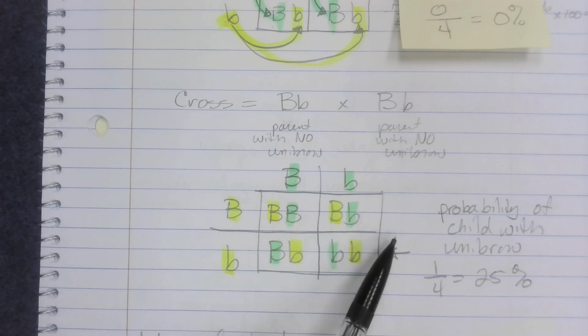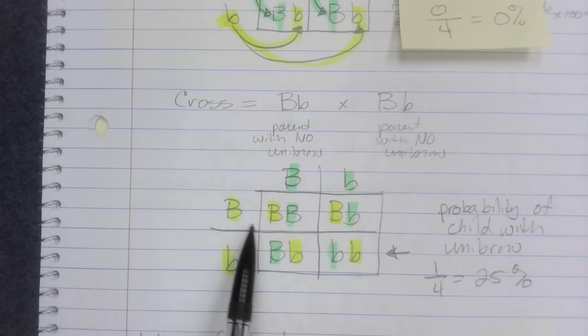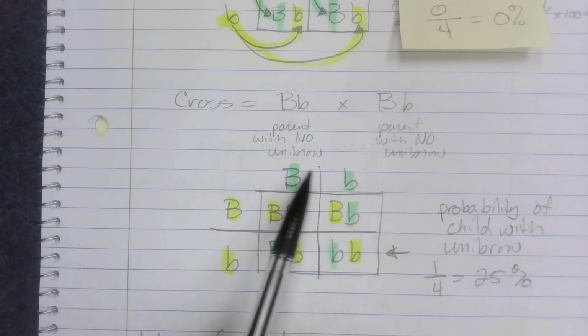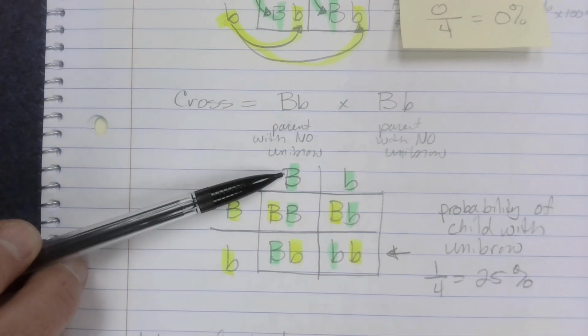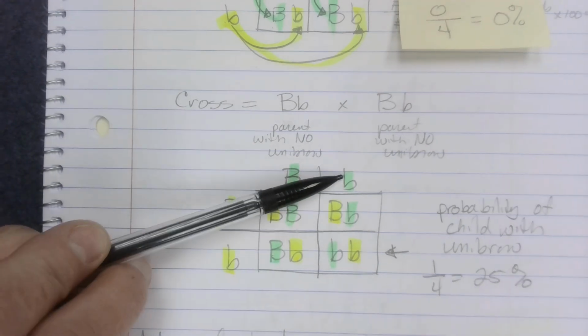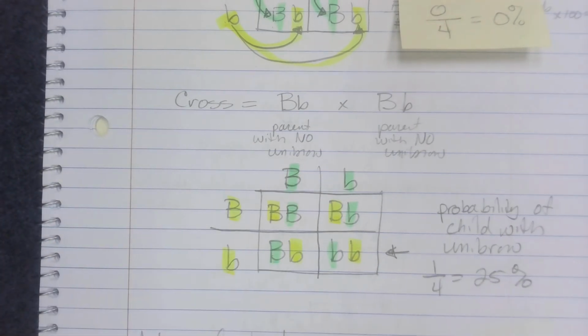Everything that's on the left gets written into each box to the right. So this goes in here and here. This goes in here and here. Everything on the top gets written into each box below it. So this goes in here and here. This goes in here and here.